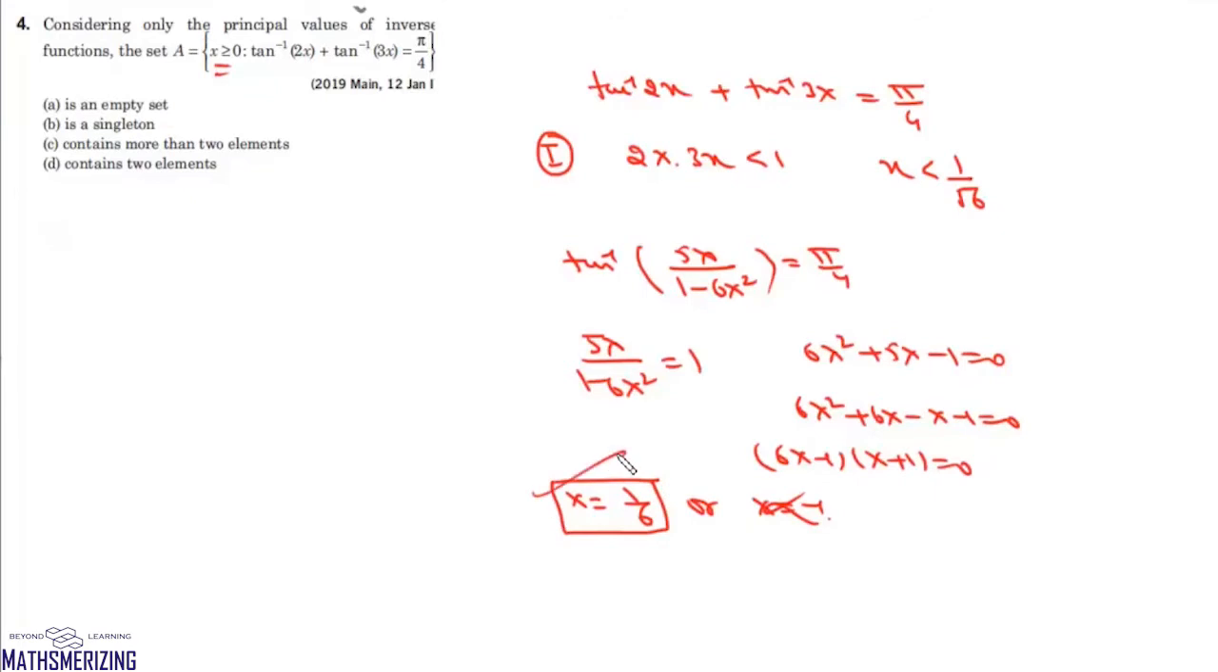Now for the remaining two cases, xy equals 1 and xy greater than 1, there also we won't get any solution. So there is only one solution to this question. So the answer to this question is that set A is a singleton, and that's your option B.